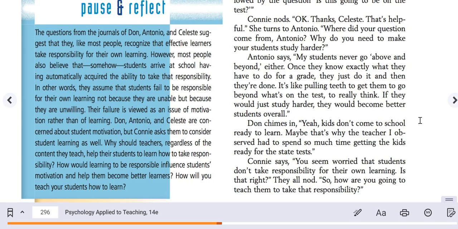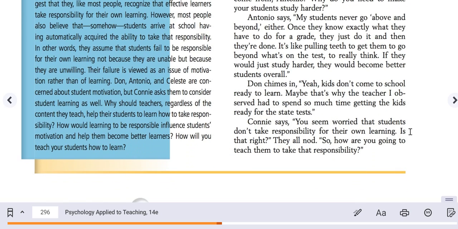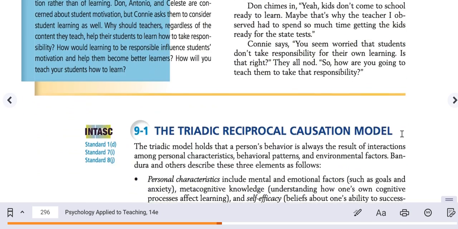Don, Antonio, and Celeste are concerned about student motivation, but Connie asks them to consider student learning as well. Why should teachers, regardless of the content they teach, help their students to learn how to take responsibility? How would learning to be responsible influence students' motivation and help them become better learners? How will you teach your students how to learn?